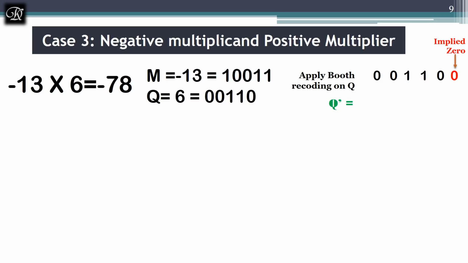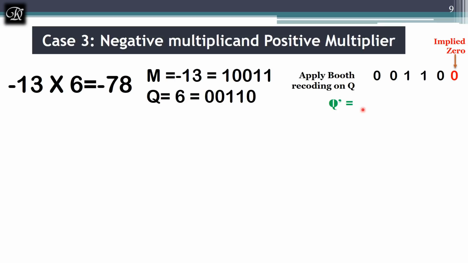We will see the third case, where the multiplicand is negative and the multiplier is positive. So now I made 13 negative and 6 positive, and the answer is negative 78. So now the negative version of 13 should be found. This is the 2's complement version of 13, and 6 is a positive value, so it remains as it is.